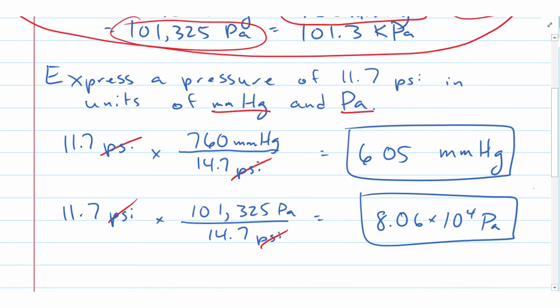Psi cancels out. And by the way, why do we express this in scientific notation? Yes? Because you only want it out to three significant figures. Right, we want to show this one out to 3 significant figures because we're given 3 significant figures on this one. So any questions on this problem?